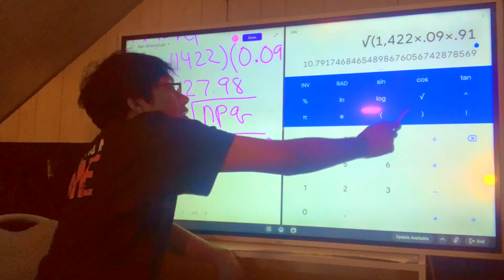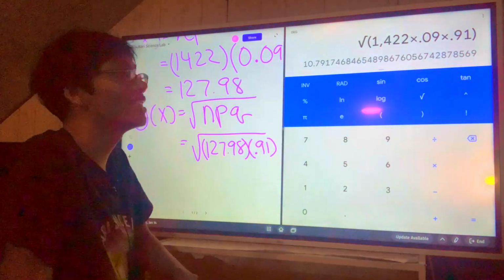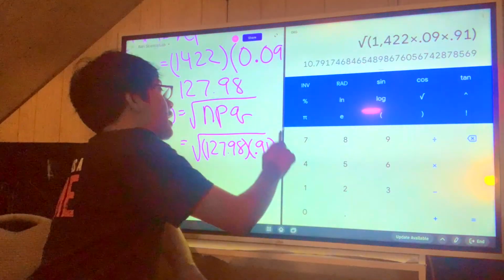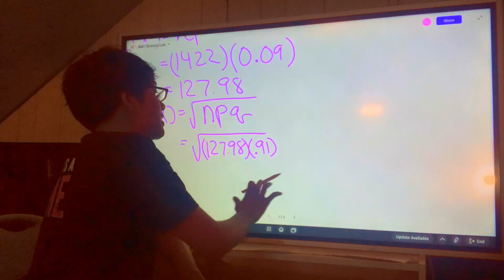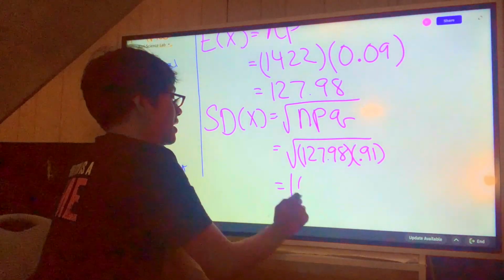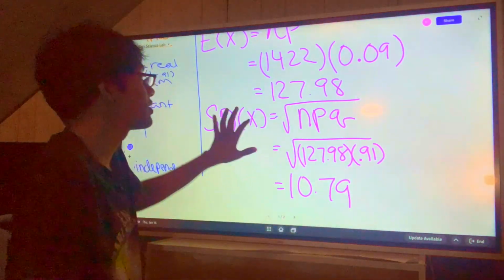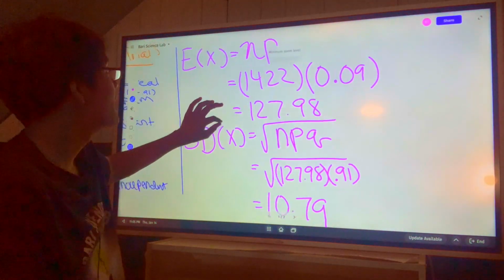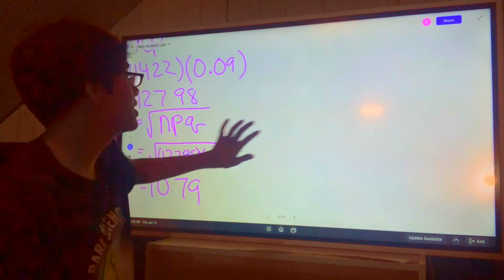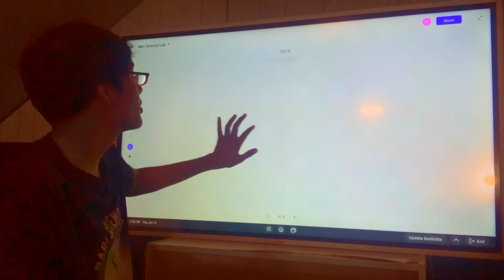Well, it should be around 10.79, which is our final standard deviation. So let's go ahead and write that down. That's our standard deviation, 10.79. And now we have enough to construct a normal model. We have both our expected value and our standard deviation. So let's go ahead and construct a normal model.